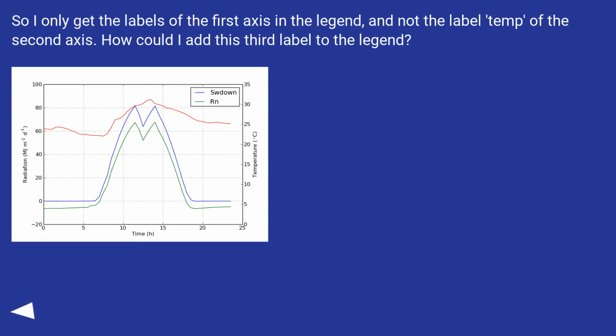So I only get the labels of the first axis in the legend, and not the label temp of the second axis. How could I add this third label to the legend?